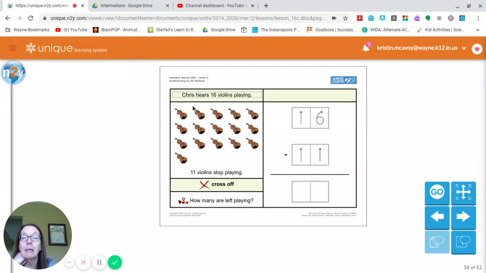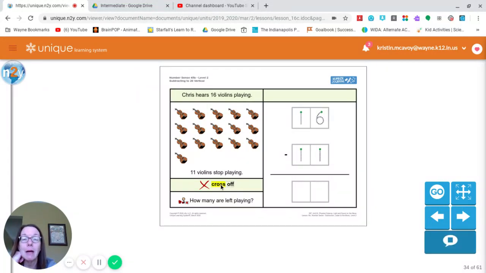So let's count. 1, 2, 3, 4, 5, 6, 7, 8, 9, 10, 11, 12, 13, 14, 15, 16. We could have counted by 5s. 5, 10, 15, 16. Okay, so that's our number 16. 1. Trace your 1. 6. Trace your 6. Great work. And then it says 11 violins stop playing. 11. Trace your 1. Trace your 1.